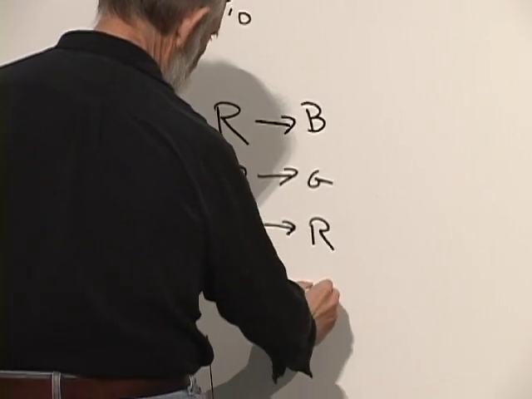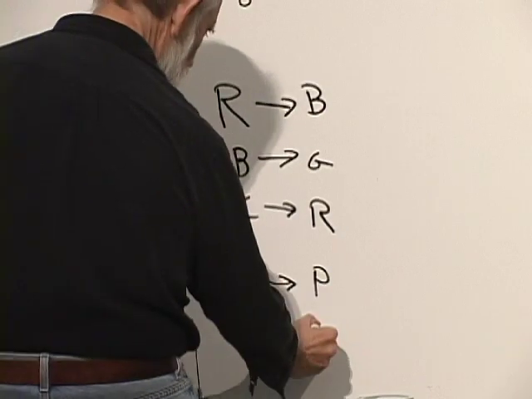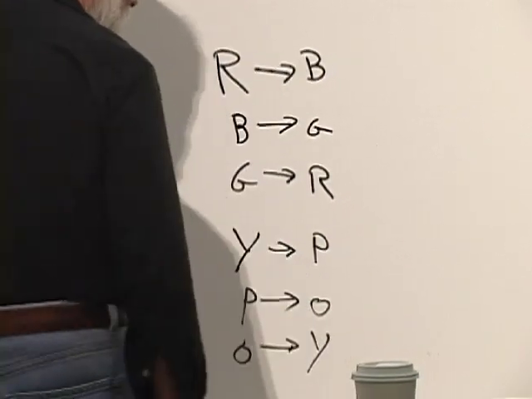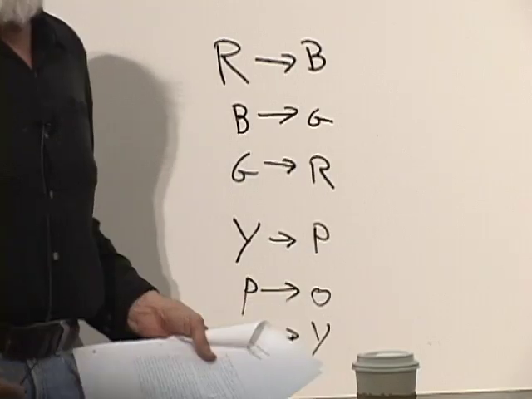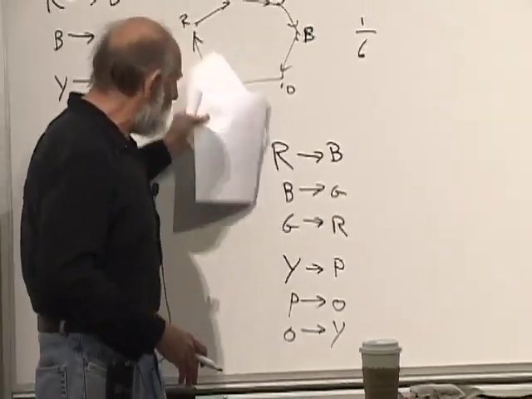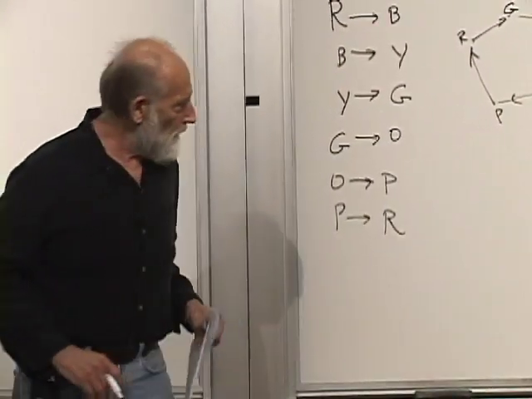Yellow goes to purple. Purple goes to, what have I left out? Orange. And orange goes back to yellow. All right, now at every stage, whatever the state of the system is, it tells you what to do next. There's nothing wrong with this rule. It does have a funny property relative to this one over here. What is that funny property?